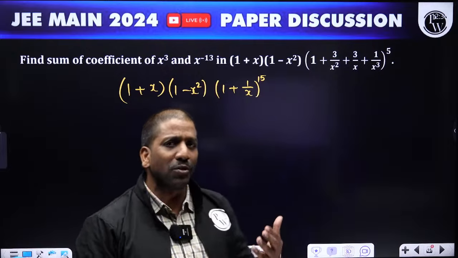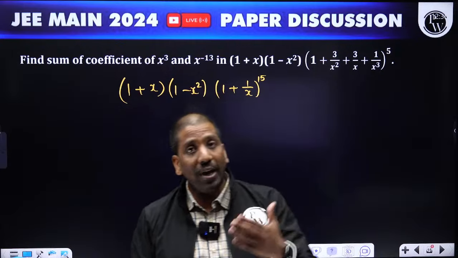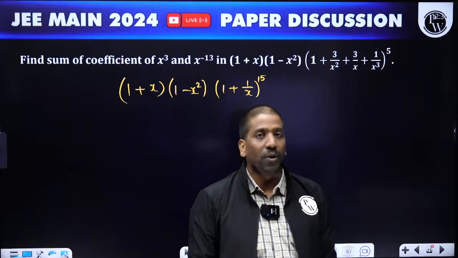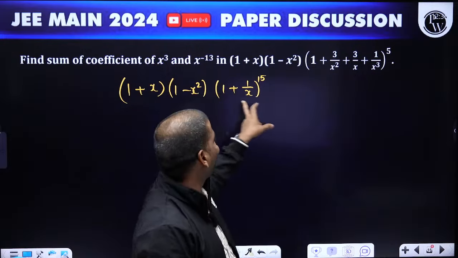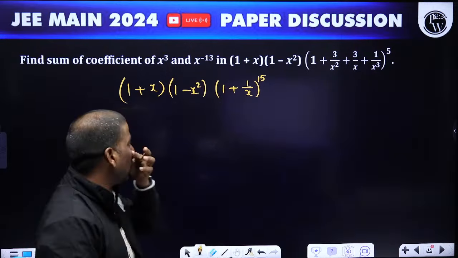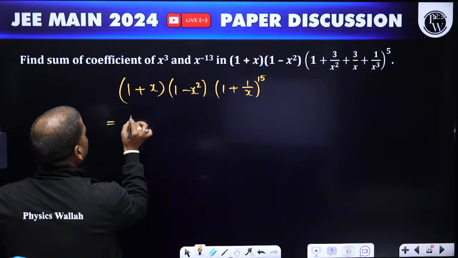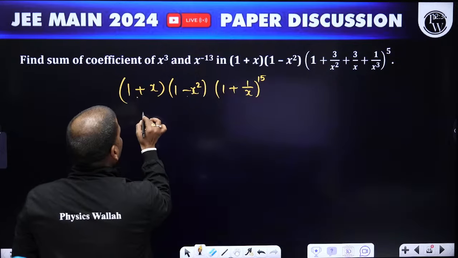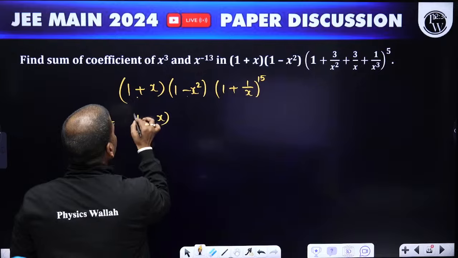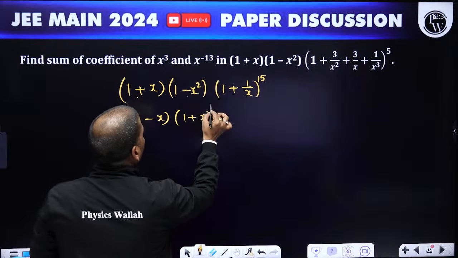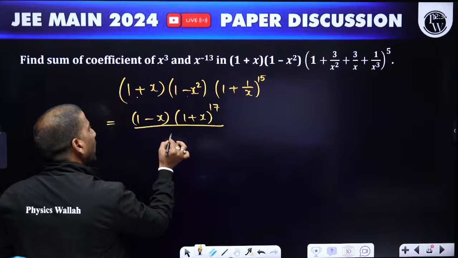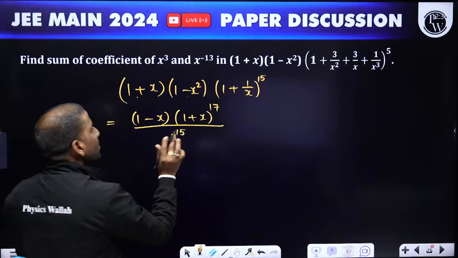Always we remember (a + b) whole cube is a cube plus 3a square b plus 3ab square plus b cube, right? So a similar pattern is there here. So we can write it as (1 + 1/x) power 15. When we simplify this, 1 plus x, here also 1 plus x, what could I write? (1 − x) times (1 + x) power 2 more, so 17, by x power 15. So this is the given expression.